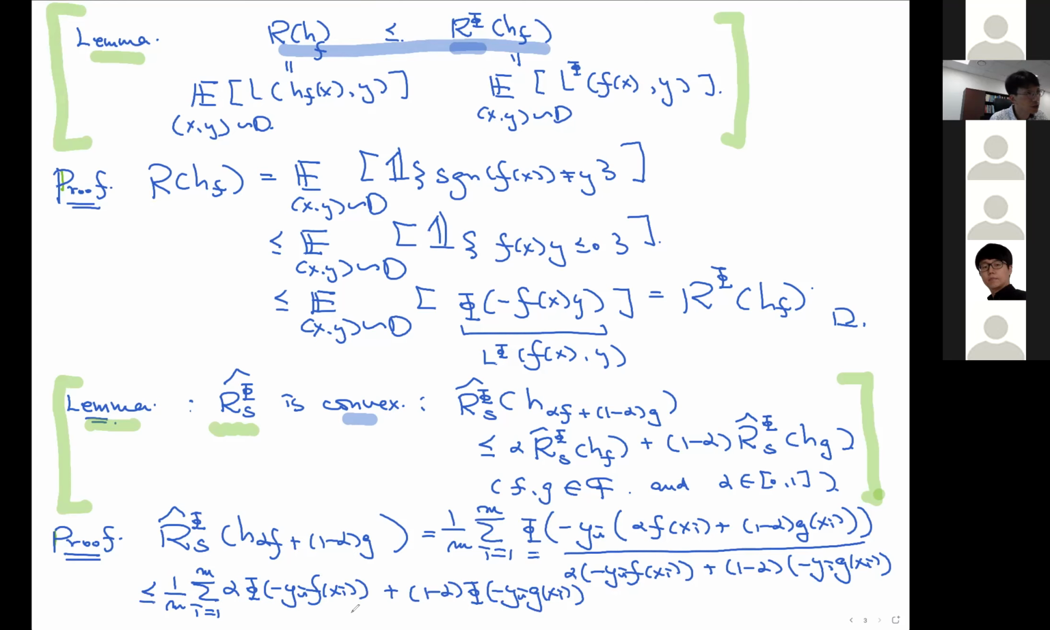And that's exact. So then if you just move this summation sign, that's exactly the alpha of r_p(s) h(f) plus (1 minus alpha) r_p(s) h(g). So it satisfies the convexity property.